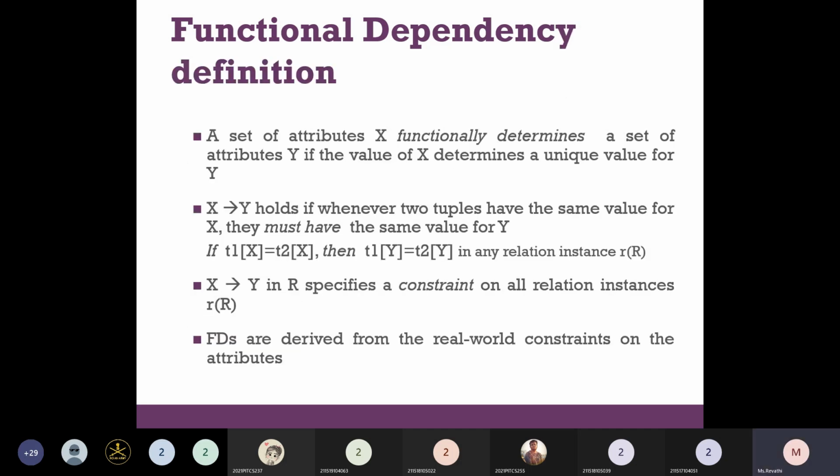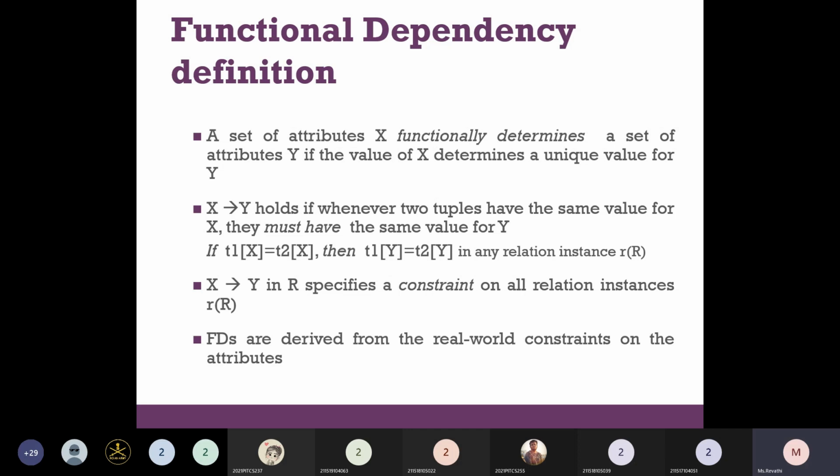Okay, so this is the formal definition for functional dependency. Consider we have a set of attributes X. Suppose X functionally determines a set of attributes Y, if the value of X determines a unique value for Y. We can write the definition in notation as: X determines Y.